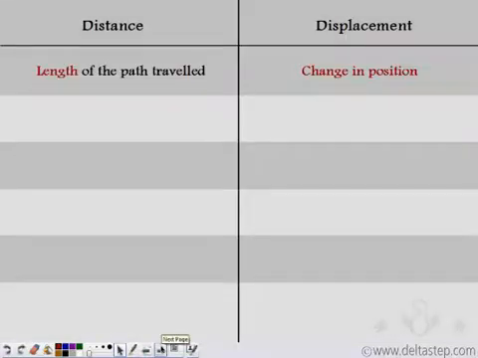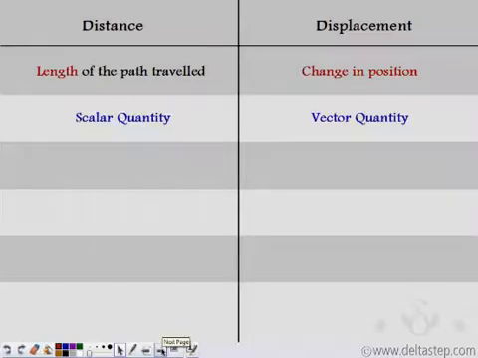So let us compare distance and displacement. Distance is the length of the path traveled and displacement is the change in position of an object. Distance is a scalar quantity and displacement is a vector quantity. So distance does not require direction. However, displacement requires direction. So it is a vector quantity.